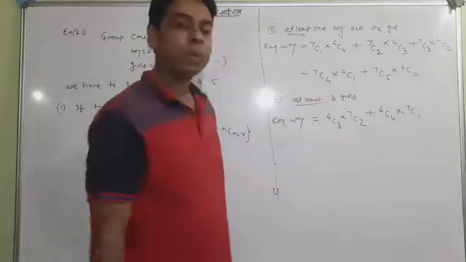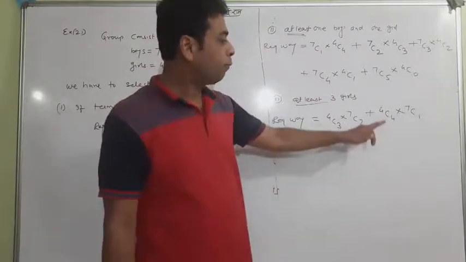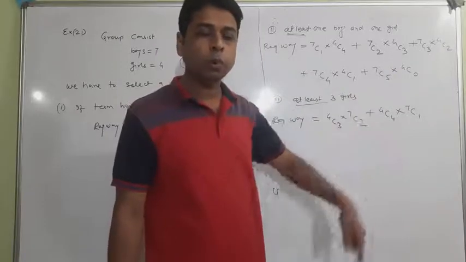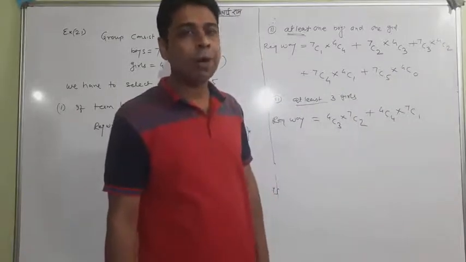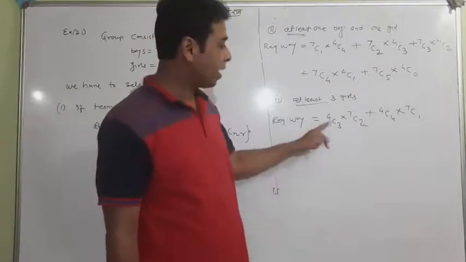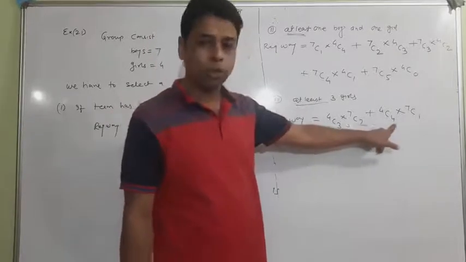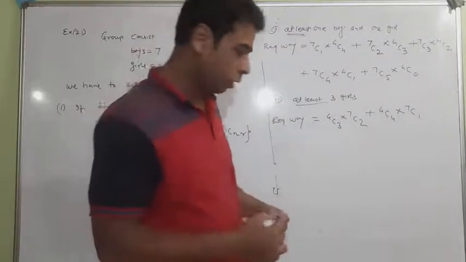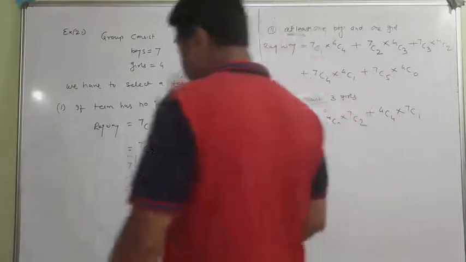And student, one thing: if 4 girls are already there, 4C4 condition has come, you can't make 4C5. 5 girls are not there, so you can't choose 5 girls from 4 girls. So at least 3 girls means 3 or 4. These 2 situations will be made, and this is the answer. Now further you can do it. So this is the question from my side only.